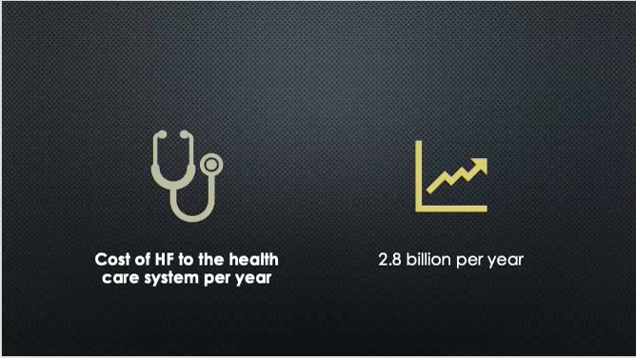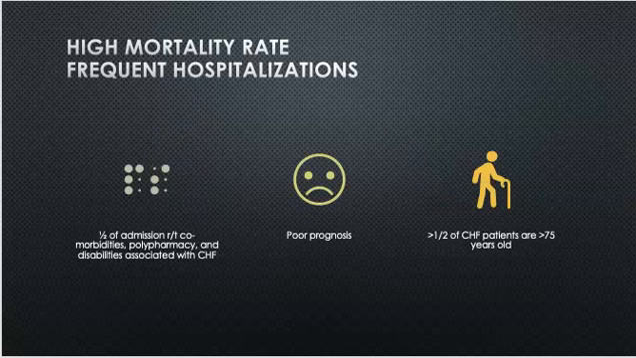Cost of heart failure to the healthcare system is over $2.8 billion per year, which affects the community greatly. Heart failure is associated with a high mortality rate and frequent hospitalizations. About half of hospital readmissions are related to comorbidities, polypharmacy, and disabilities associated with CHF. CHF also has an enormous cost in terms of poor prognosis, with an average 1-year mortality of 33 to 35%. More than half of patients with CHF are over 75 years of age.